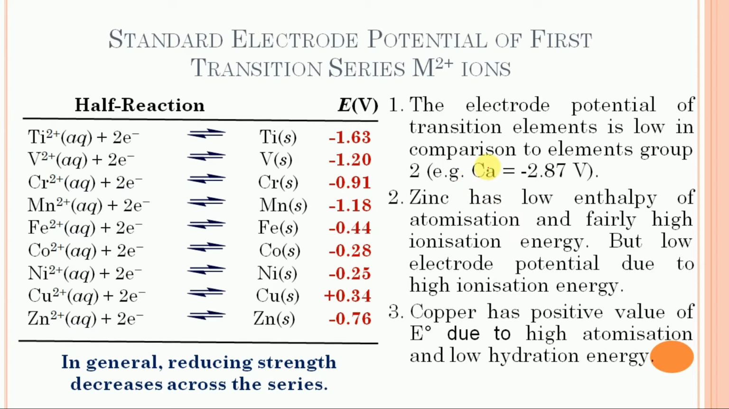Compared to group 2 elements, the transition elements have fairly large ionization energy and fairly large enthalpy of atomization. These factors reduce their electrode potential, but their hydration energies are large. Zinc has low enthalpy of atomization and fairly large hydration energy, but it also has low electrode potential, that is minus 0.76, because of its very high ionization energy due to the electronic configuration.